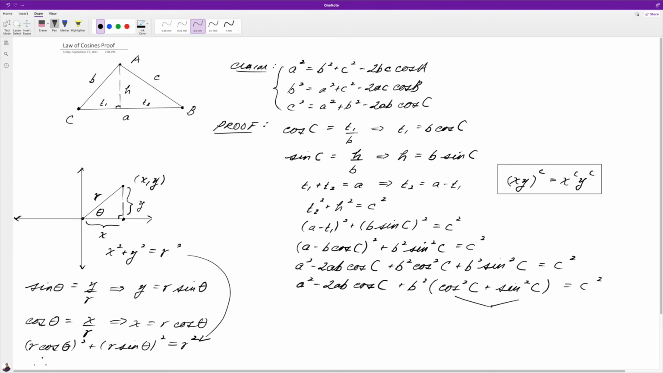So the r squared I can divide out, and that is of course going to give me what I was looking to demonstrate: if you square the cosine of an angle and you add that to the square of the sine of the same angle, it's going to equal 1. So this whole thing is 1, and therefore we have a squared minus 2ab cosine C plus b squared equals c squared, and we are done. That has demonstrated the proof, this statement right here.